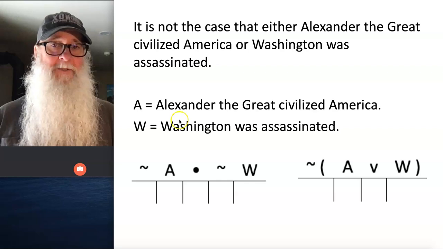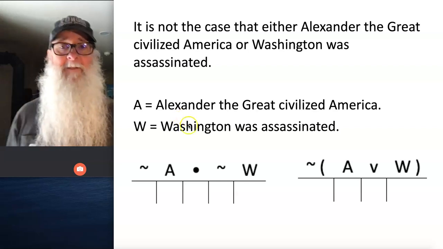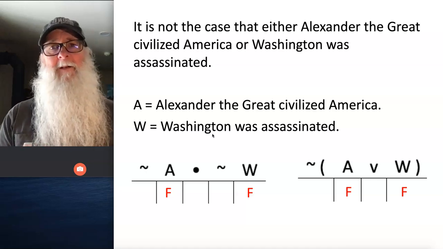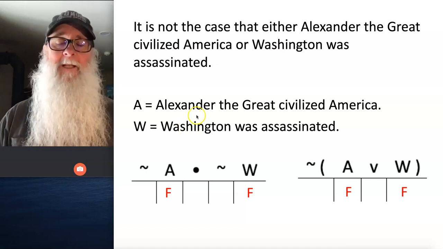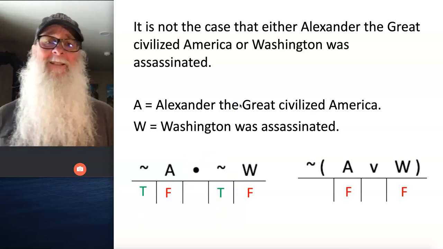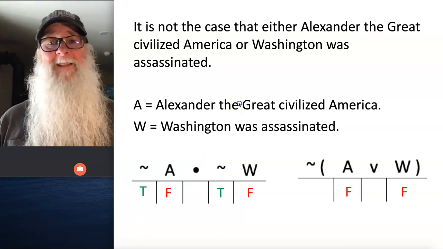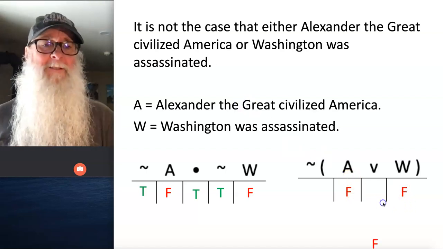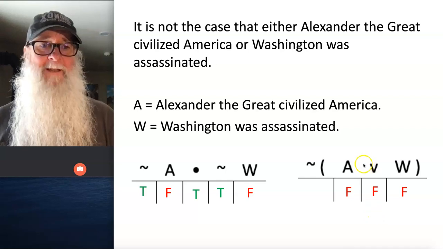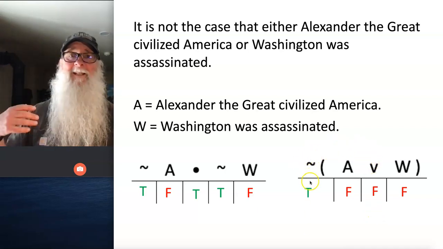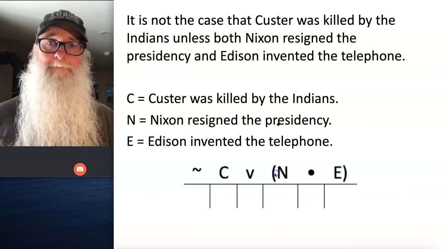Alexander the Great lived more than 2,000 years ago, so it would have been kind of tough for him to civilize America, and Washington wasn't assassinated. So we can indicate that each of our simple statements are false statements and then deduce the truth values. If A and W are both false, then tilde A and tilde W would both have to be true, and that would make the dot true. And over here we have A and W are both false, making the wedge false. And this tilde operates on the wedge and has its opposite truth value, indicating that the statement is true.